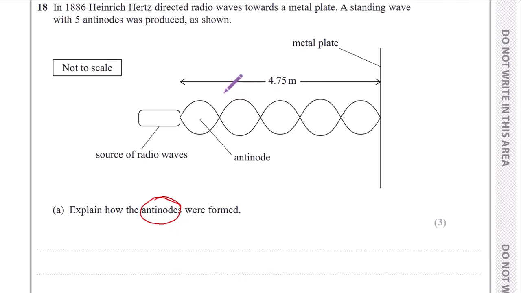So let's count how many wavelengths are here. This is one wavelength. Follow my cursor. This is 2 wavelengths, and this is 2.5. So 2.5 lambda equals 4.75. Therefore, lambda should be 4.75 divided by 2.5, which gives you 1.9.